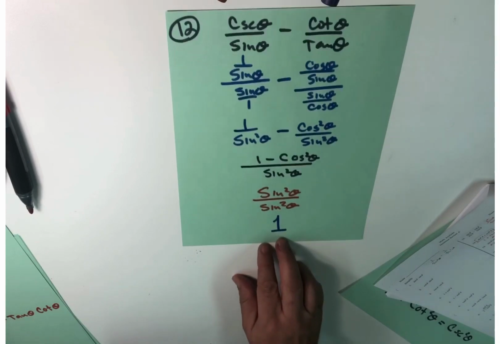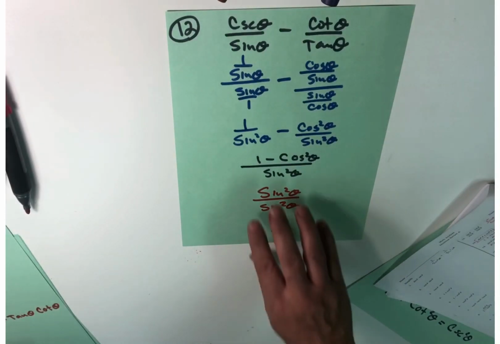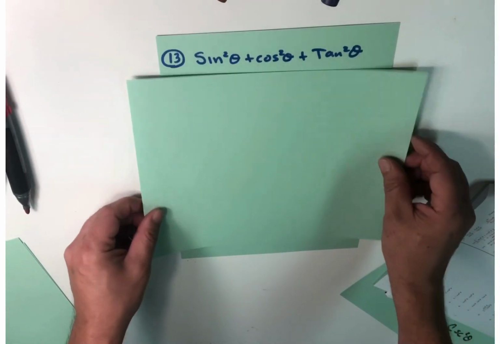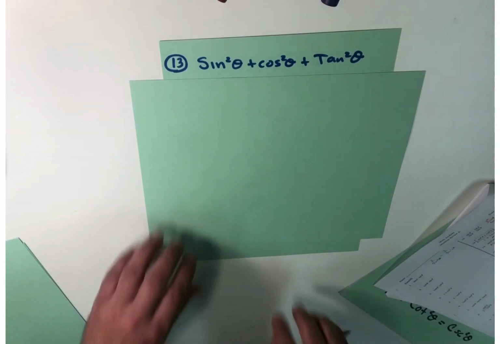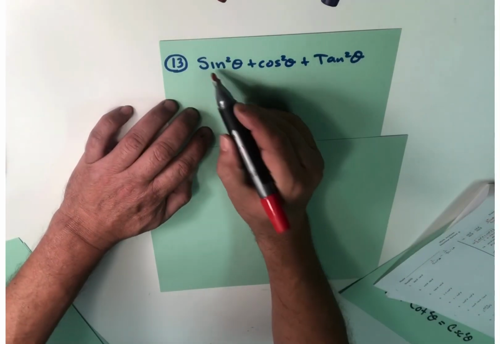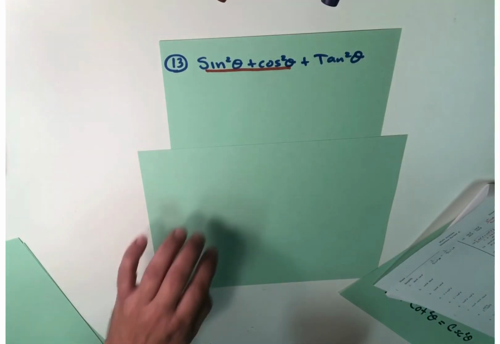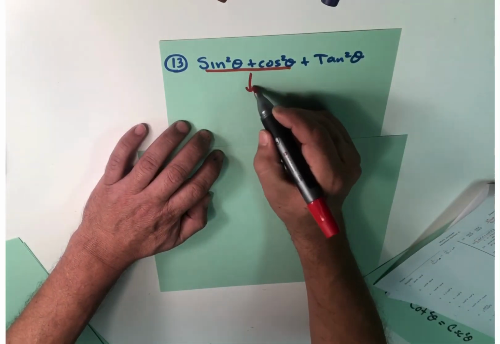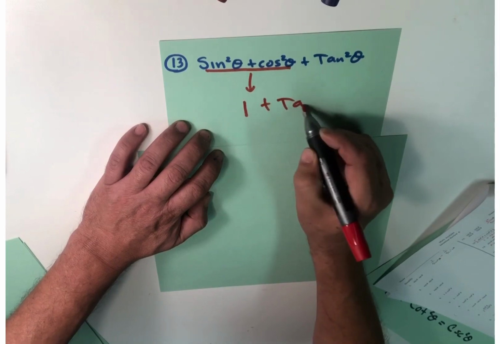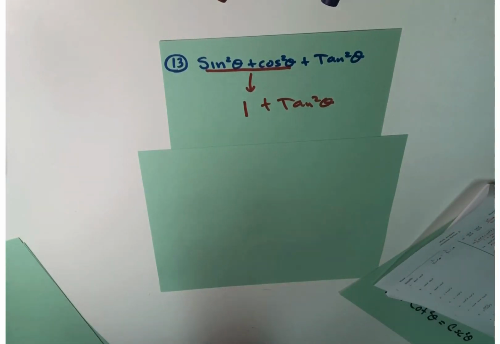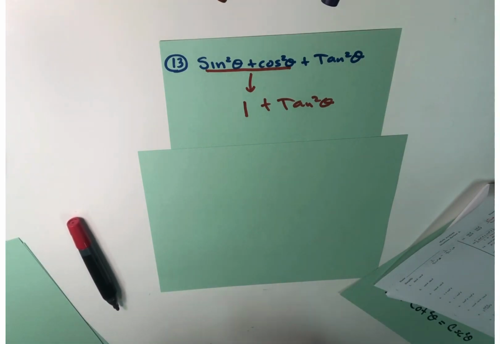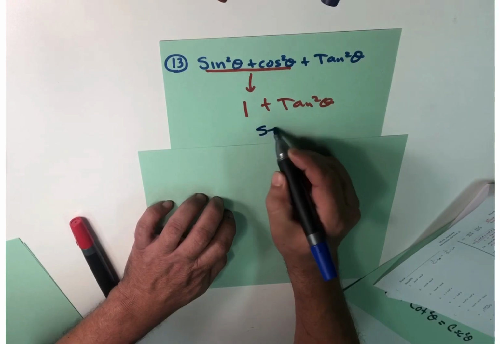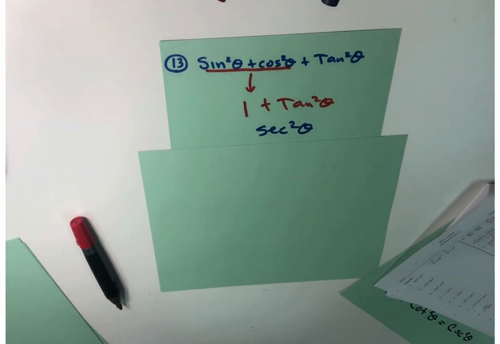Beautiful. Okay, there you are, number 12. Nice and long, beautiful. Let's move on to number 13 here. I see 3 expressions. Oh my goodness gracious. But wait, I'm going to recognize this one here. That's the Pythagorean identity, which changes into 1 plus tangent square theta. Hey, that's the other Pythagorean identity. 1 plus tangent square theta changes into secant square theta.